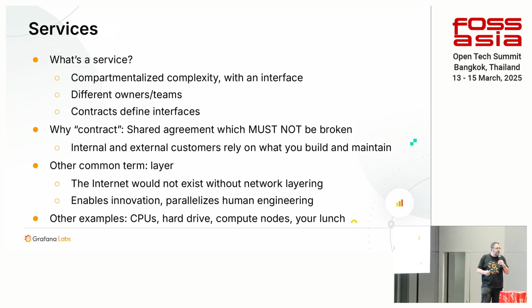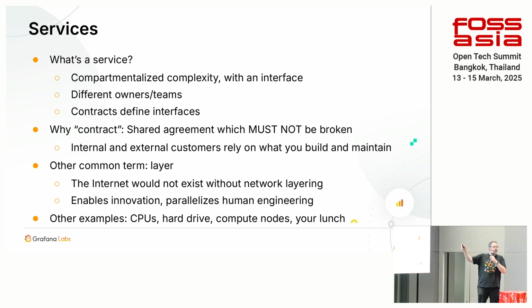So what's a service? Services are compartments of complexity. And they usually have different owners and teams and everything. And the interfaces are traditionally called APIs. I prefer the term contract, because with an API, I just change it and it's the other person's problem. But with a contract, I have to sit down, I have to talk, I have to agree, I have to write it down, everyone puts their name to it. This is the agreement, this is the contract.